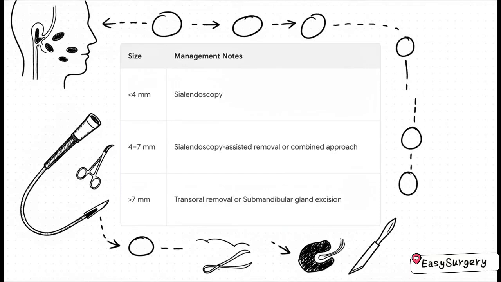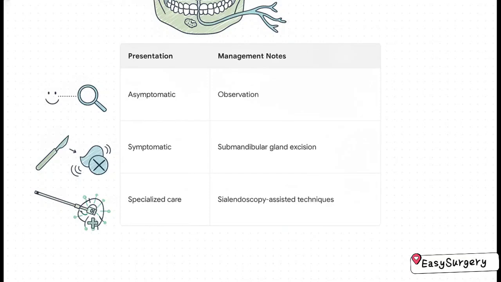But if that stone is deeply embedded or just not palpable, you're ultimately heading towards submandibular gland excision. Going even deeper into the gland, we find intraglandular stones. If they're small and asymptomatic, observation is perfectly fine. Just keep an eye on it. However, if they become symptomatic or they start causing recurrent infection, submandibular gland excision becomes necessary.